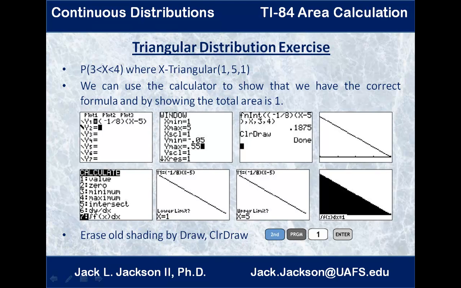Okay, now we want to calculate number 7 again, and this time we want to go all the way from 1 to 5, which is the total region there, and sure enough, that area turns out to be 1. I'm sorry, I think I said something wrong. I said second stat. I should have said second program 1, enter.